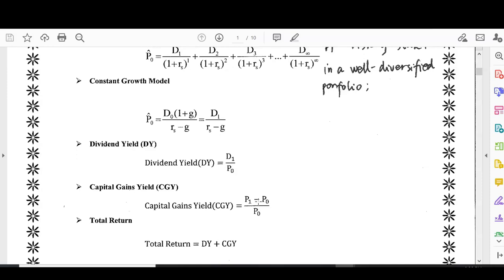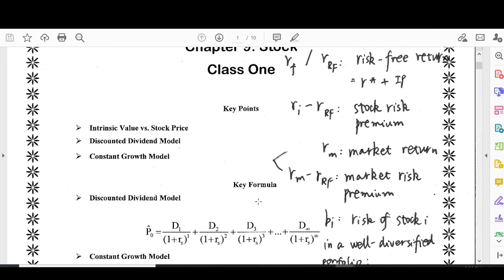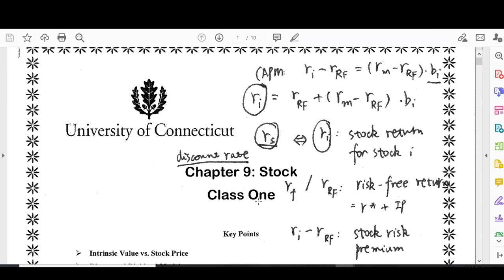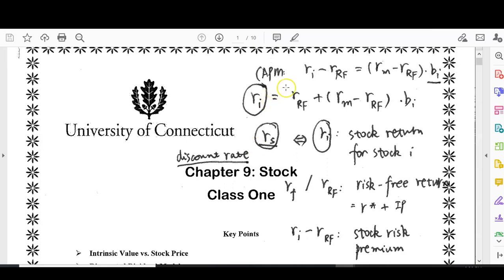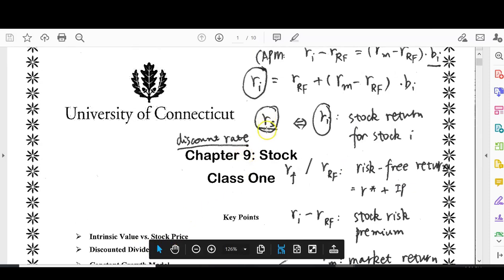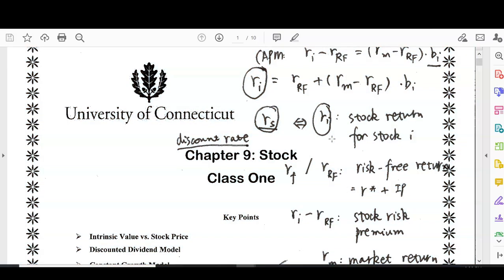Okay, before I go on further talking about these new concepts and models, let me do a small review here on what we learned in Chapter 8, Class 3. In the last lecture, we were estimating stock return, RI, by using the risk-free rate, RRF, plus the market risk premium, RM minus RRF, multiplied by beta. So this RI stock return is going to be used in our discounted dividend model as the discount rate, RS. So this RI, stock return for stock i in our capital model, is the same thing as the RS, the discount rate we use to discount dividends in the discounted dividend model.